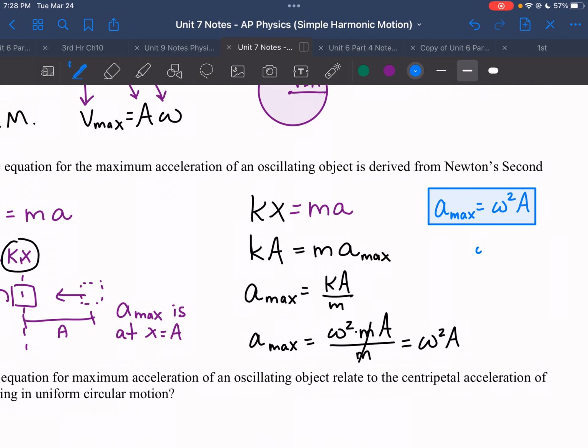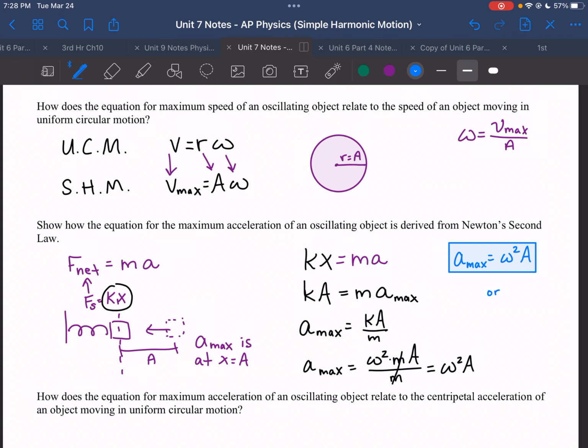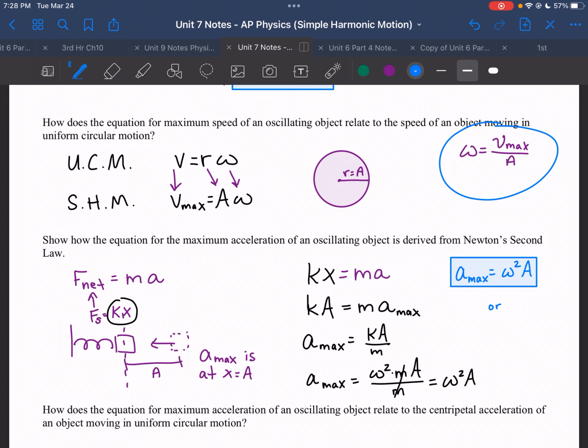Or we can also say, if we use that omega squared, we convert that down using this, omega squared is going to be the max velocity squared divided by the amplitude squared. So if we use that information, we can also say that the max acceleration is equal to the max velocity squared, and then it would be times the amplitude divided by amplitude squared. So that simplifies to be just divided by the amplitude.